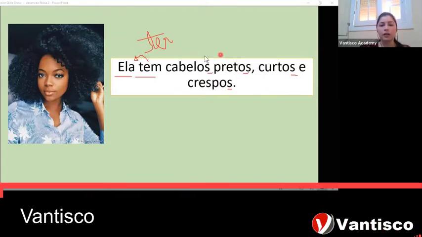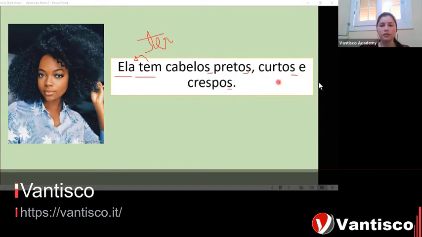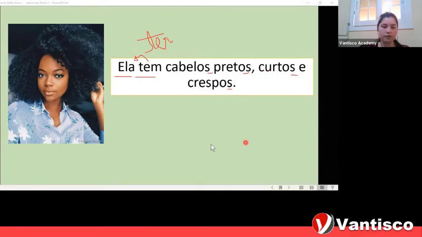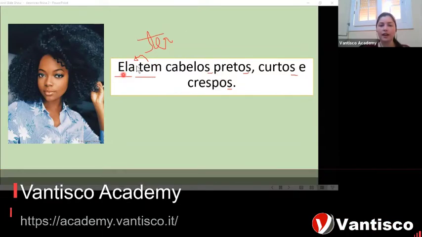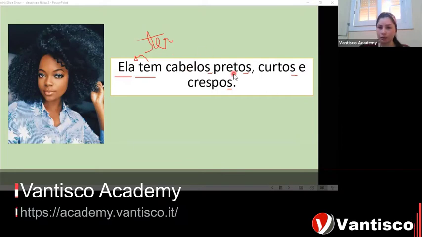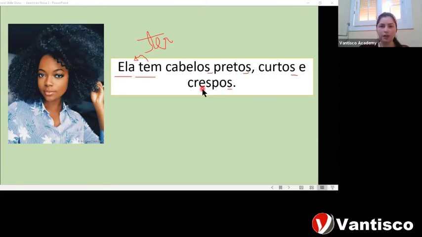So here, as I said before, it's in the plural. However, it's pretty possible to say the same sentence in the singular form, it's okay. Então, ela tem cabelo, I'm going to speak more slowly. Ela tem cabelo preto, curto e crespo. It's pretty common as well. In the singular form, no worries.